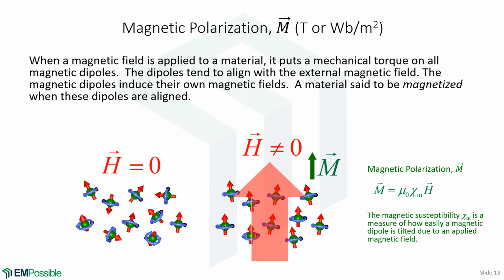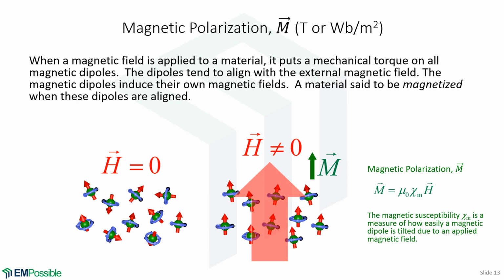Now, the form of magnetic energy stored at the atomic scale is called the magnetic polarization. And we'll call this a vector M, and it has units of Webers per square meter. If there was such a thing as magnetic charge, that would have units of Webers. But a lot of times, rather than call this Webers per meter squared, we'll give this unit Tesla, or we'll just call it Tesla.